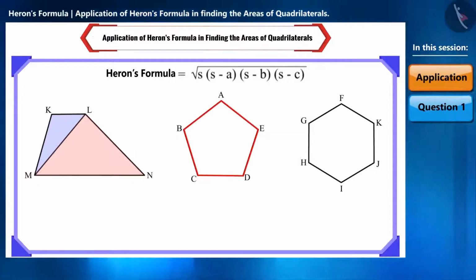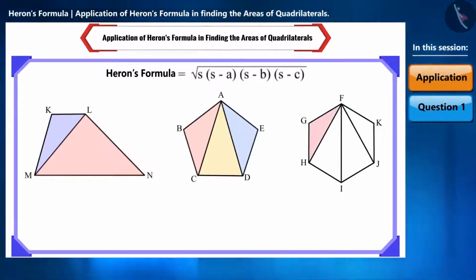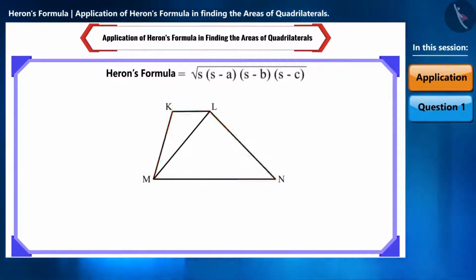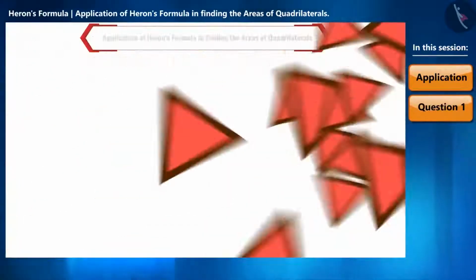Similarly, we can divide this pentagon into three triangles and this hexagon into four triangles. And if we know the length of the diagonal and the sides of all these figures, then using Heron's formula, we can easily find the area of all these figures. In this session, we will apply Heron's formula to find only the areas of quadrilaterals. Now let's take one question.